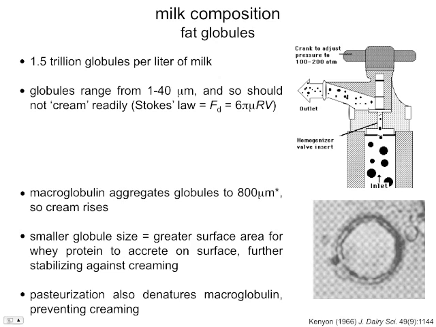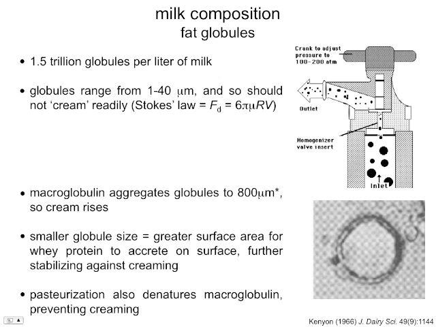And what this allows is the interaction of the fat globules with other proteins, the caseins, that accrete on the surface of the fat globules. And in this case, we're not cross-linking, we're actually screening the fat globules from cross-linking and aggregation, and therefore creaming.